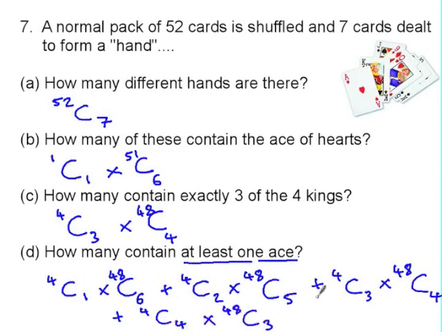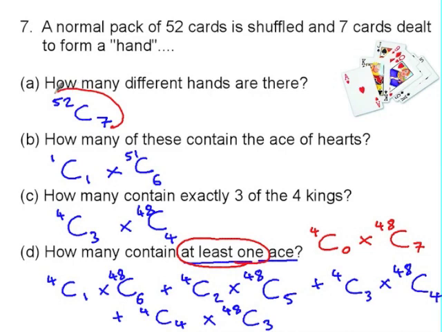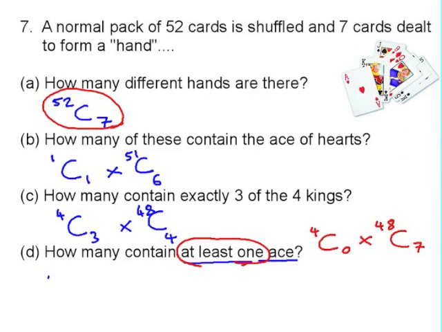Now this will give you the right answer, but it's quite long-winded, and so one tip when you see the phrase at least 1 is to consider, well, what if it contained no aces? So from the 4 aces, I would choose none of them. Now that's the number of combinations that contain no aces. I already worked out how many different hands there are altogether, so I just need to subtract the answer I just found from the answer to part A. And you should check that on your calculator just to make sure.